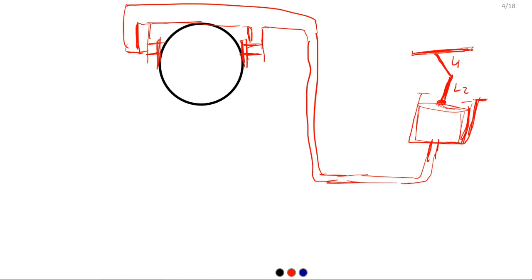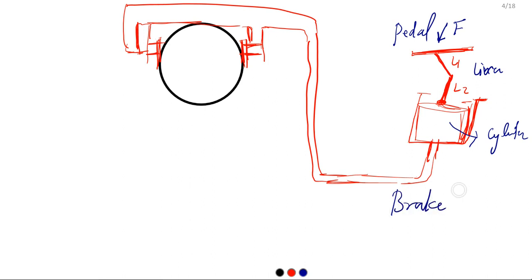So what will happen when you apply force? A certain amount of force the driver will apply here. This one is called the pedal. This is called the linkage or lever, you can say. This one is the lever, and this one is the cylinder. This one is called the brake pipe. This one is called the caliper.